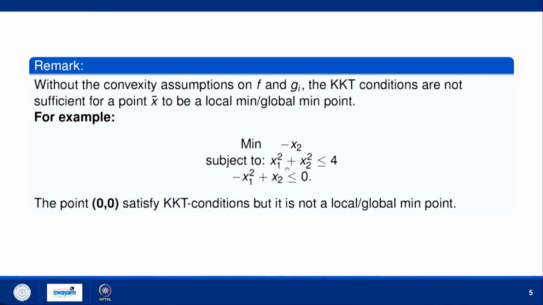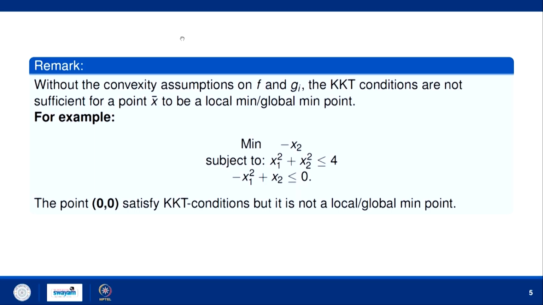Now, convexity is an important condition. Without convexity, we may not say that the point is a global minimum point of the problem. To understand this, let us take this problem. This is minimization of minus x2 subject to these two constraints. So, let us see what this problem is.